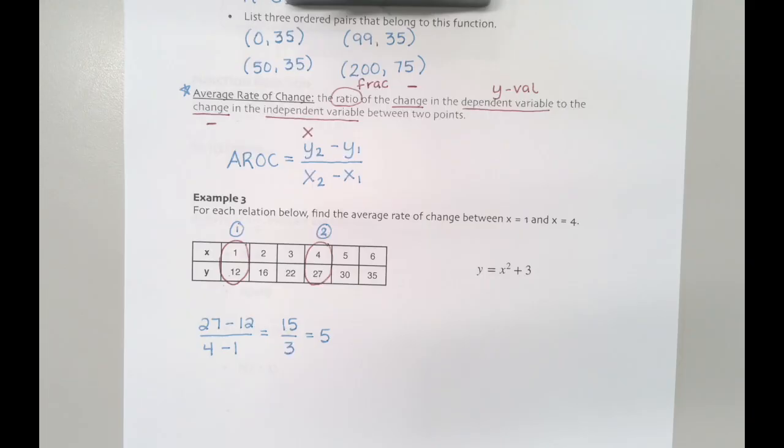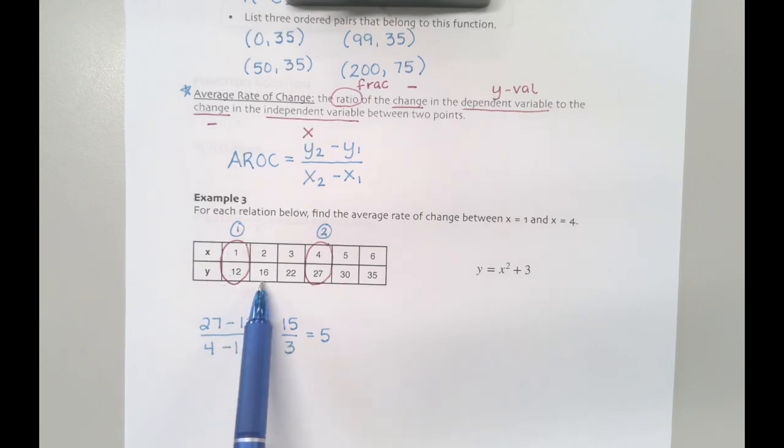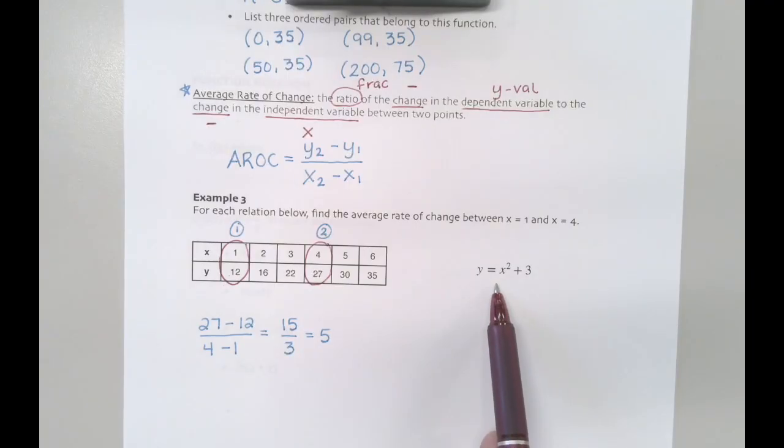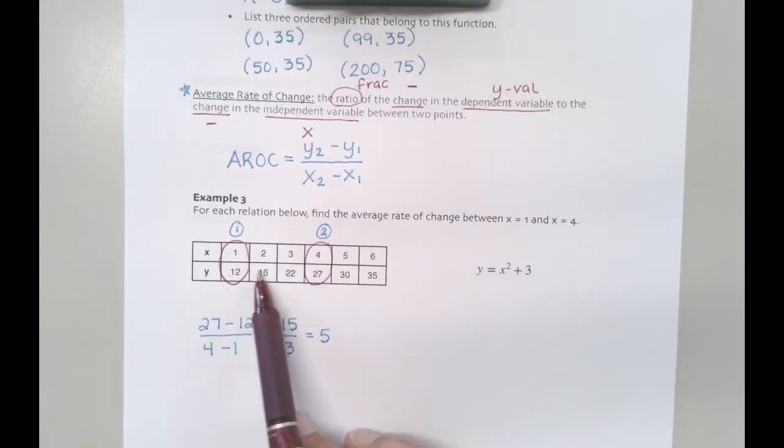Now, if it did happen to work out where I was climbing by exactly 5 every single time, that's a special type of function, and we're going to learn about that in the next lesson. Okay, this next one is given to me as an equation rather than in a table, so I have to do a little bit of work.